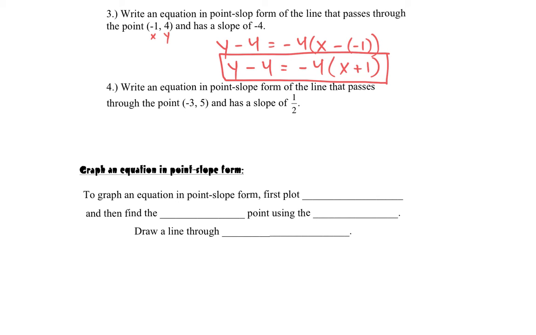Now, just another side note, could we move this into slope-intercept form? Absolutely we could, but we don't need to, because point-slope form is a different form. It's still going to be the same line, and I'll show you that in just a minute. Still the same line, but it's just in a different form. All right, why don't you pause the video real quick and try number 4.